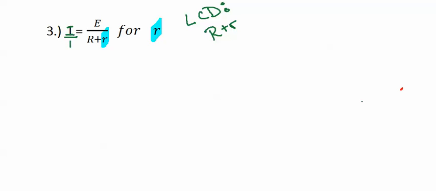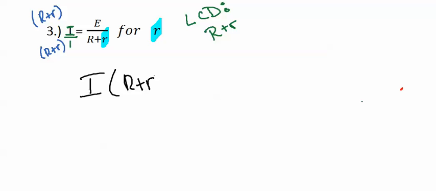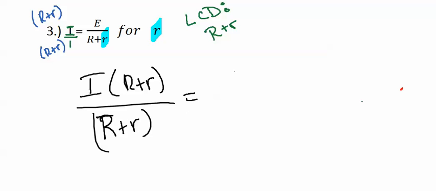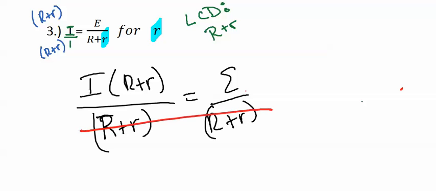Let's make that a more distinguished I. And so we're going to multiply by that over here. So I'm going to get I times the quantity R plus r over R plus r times 1 equals e over R plus r. Again, like before, we can just cancel that out, and we get I times the quantity R plus r equals e.